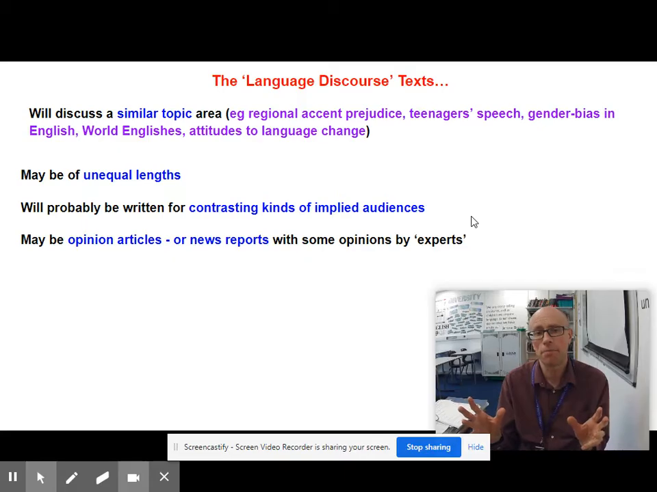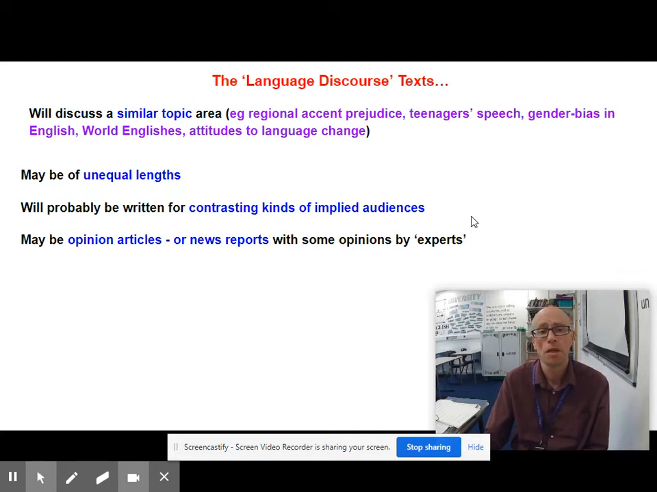The two texts may be unequal lengths. Look out for that, because when you're doing a comparison, it's straightforward to find things to write about a longer text, but it can be quite challenging when the second text is quite meagre. They may be unequal in terms of length, and they're probably going to be written for contrasting kinds of implied audiences. By implied audiences, I mean, of course, target audiences. That's a key discriminator in the language, and if you're going to be analysing AO3, you need to be showing awareness that the journalist has written it for a particular type of reader to respond in a particular type of way.